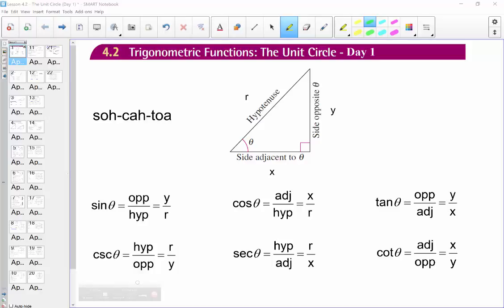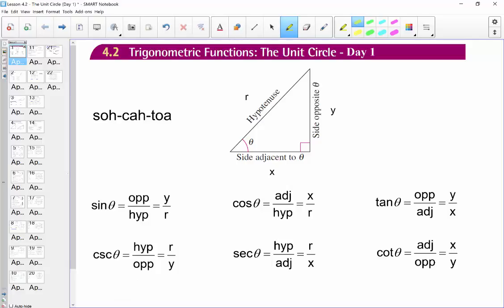In the previous lesson, we studied how to measure angles using radians and degrees. In this lesson, we'll be studying trigonometric functions, or just trig functions. Trigonometry is a study of triangles. Let's take a look at a basic right triangle.